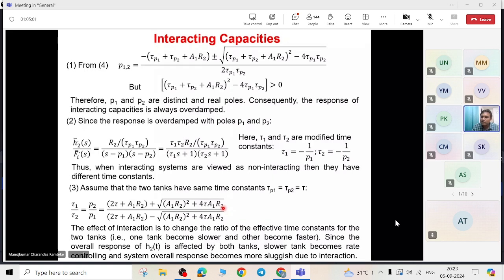Clear or not clear, or is this slightly more complicated? Hello? Clear, sir, clear.